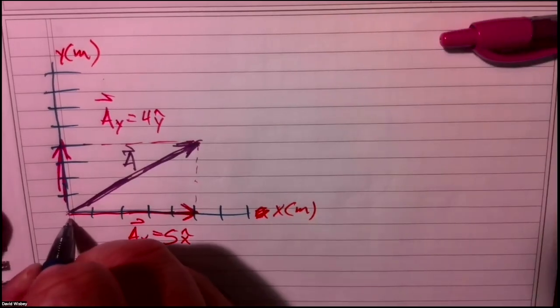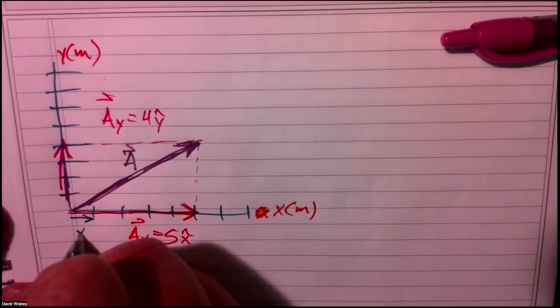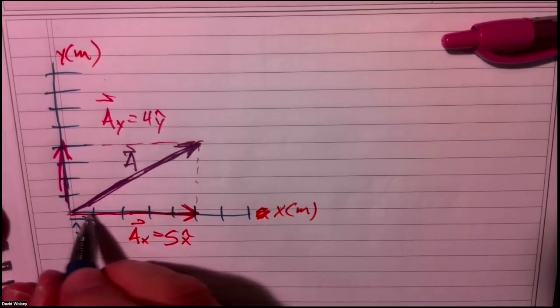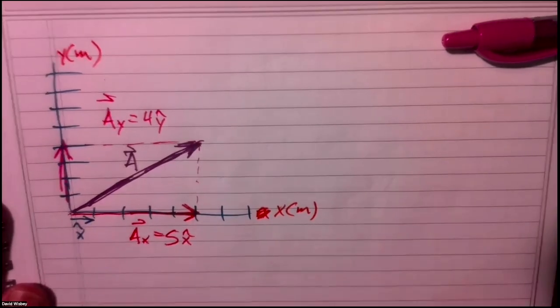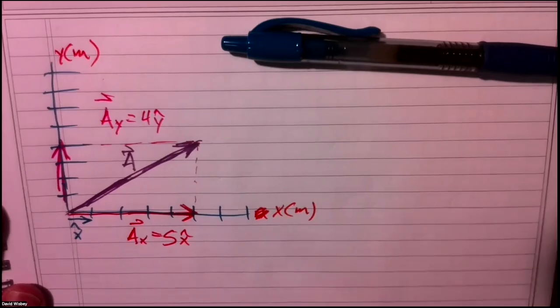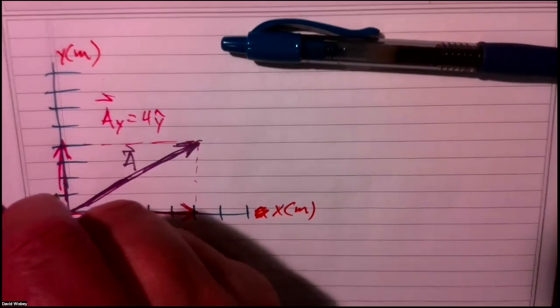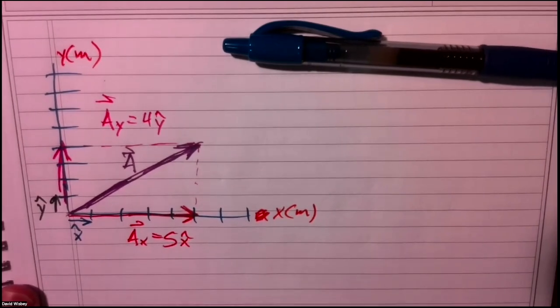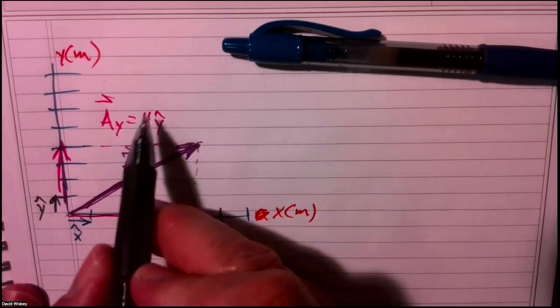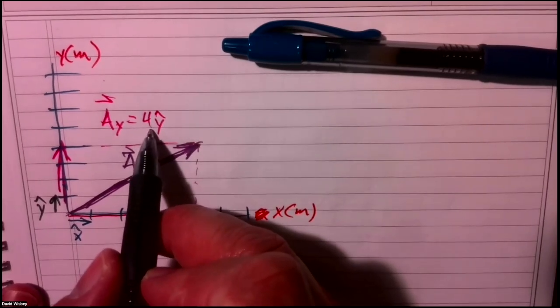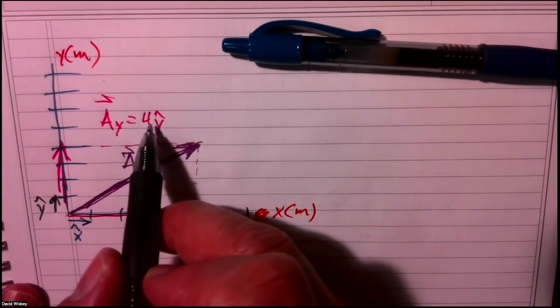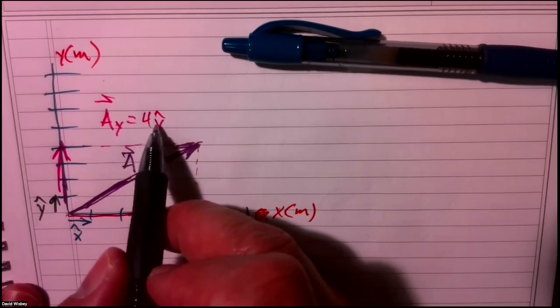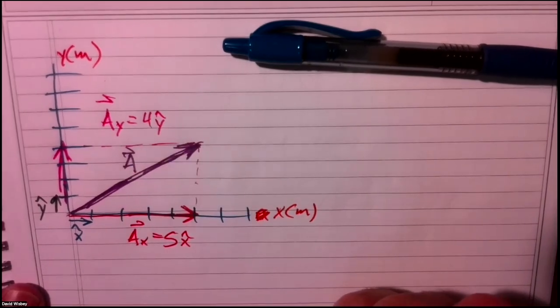x hat is a vector that has a length of 1 and it points along the x direction. This is x hat, unit length 1. I'm going to draw y hat over here too, just so you can get a picture of it. This is y hat. It's a vector that has 1 unit length, it's dimensionless, and it just points along the y-axis. And here's my vector 4y. I'm going to add this to another vector.